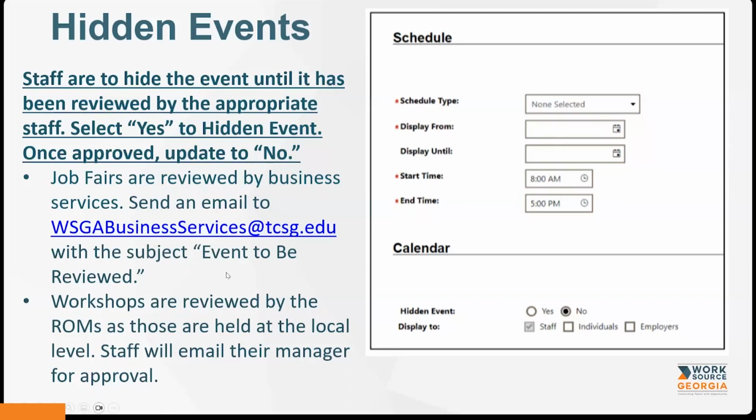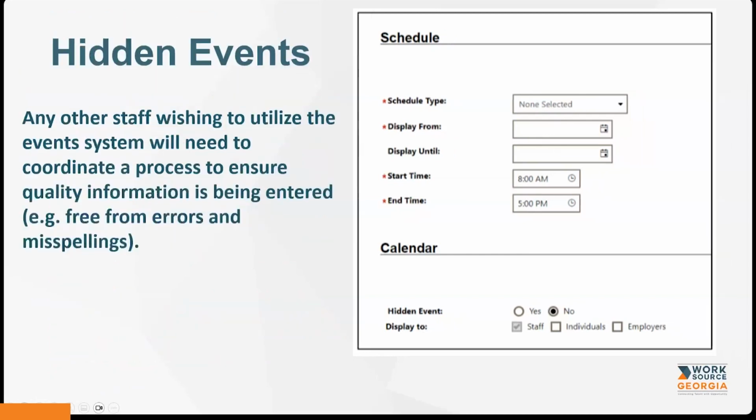Workshops, on the other hand, are reviewed by the regional operations management team, and because those are generally held at the local level, staff will email their manager for approval. So any of the career centers that are posting workshops, you'll need to make sure that you are going through your regional management, unless the regional manager is posting it, and then at that point they don't need to hide it.